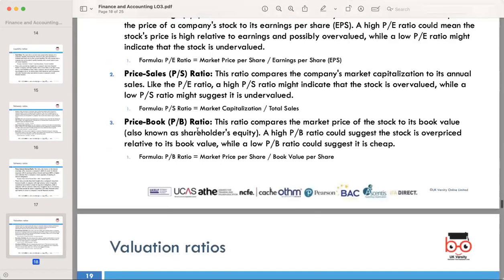Then is the price book ratio. The price book ratio compares the market price of the stock to its book value, also known as shareholders' equity. The book value represents the net worth of a company. A high price book ratio could suggest that the stock is overpriced relative to its book value, while a low price book ratio could indicate that it is relatively cheap. The formula for calculating the price book ratio is market price per share divided by book value per share.